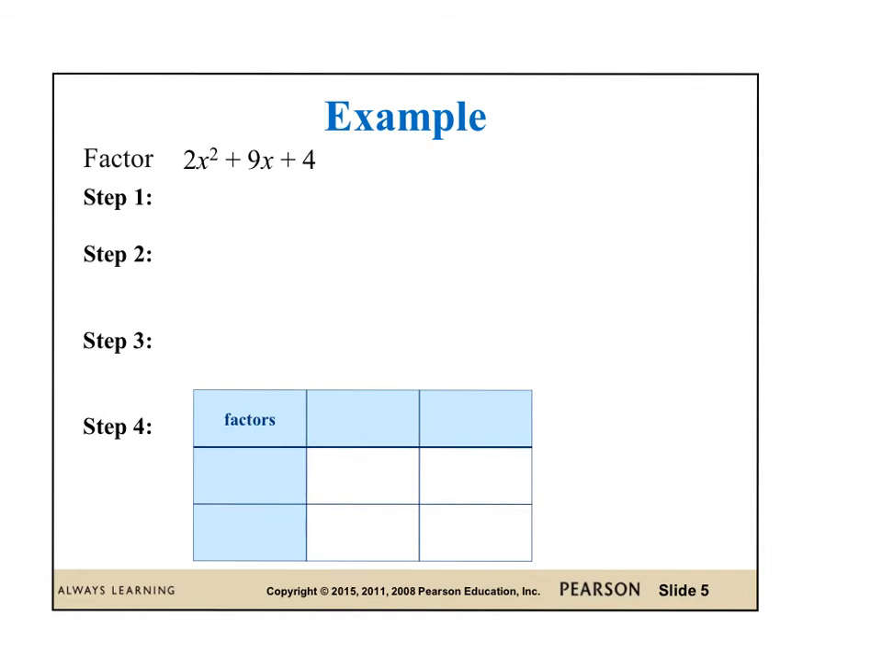So here again, we're going to go through all of our steps. The first one is greatest common factor, always first. But looking at 2x squared plus 9x plus 4, there are no greatest common factors.